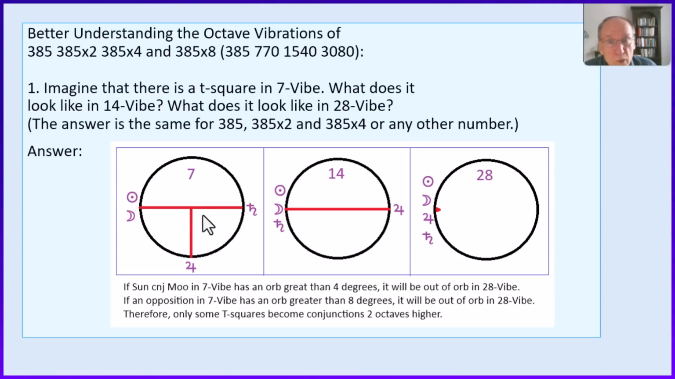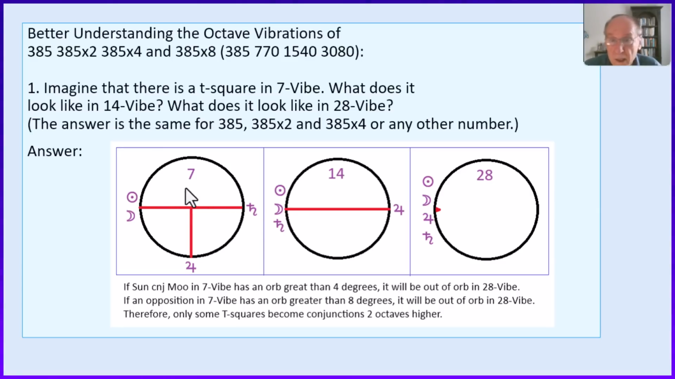What happens in a T-square when I double the vibration, go from, say, 7 to 14? Every aspect goes down an octave. So when the vibration goes up an octave, the aspects go down an octave. The sun and moon are still conjunct because you can't go lower than conjunction. They remain conjunct. Everything gets doubled when I double the vibration, so the orb becomes twice as big. If sun and moon are separated by 3 degrees, they're going to be separated by 6 degrees in the 14 vibe. They're still conjunct.